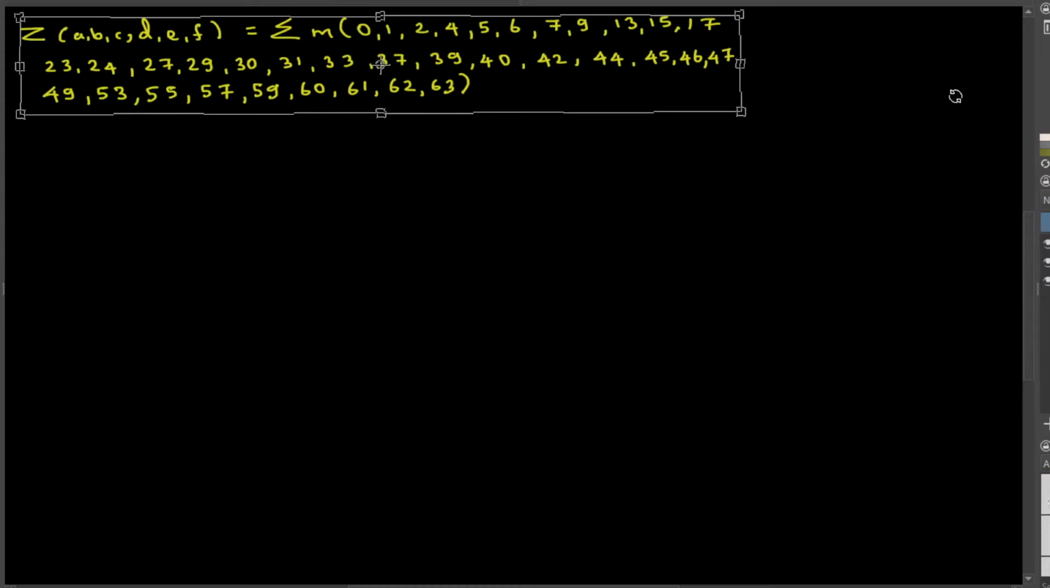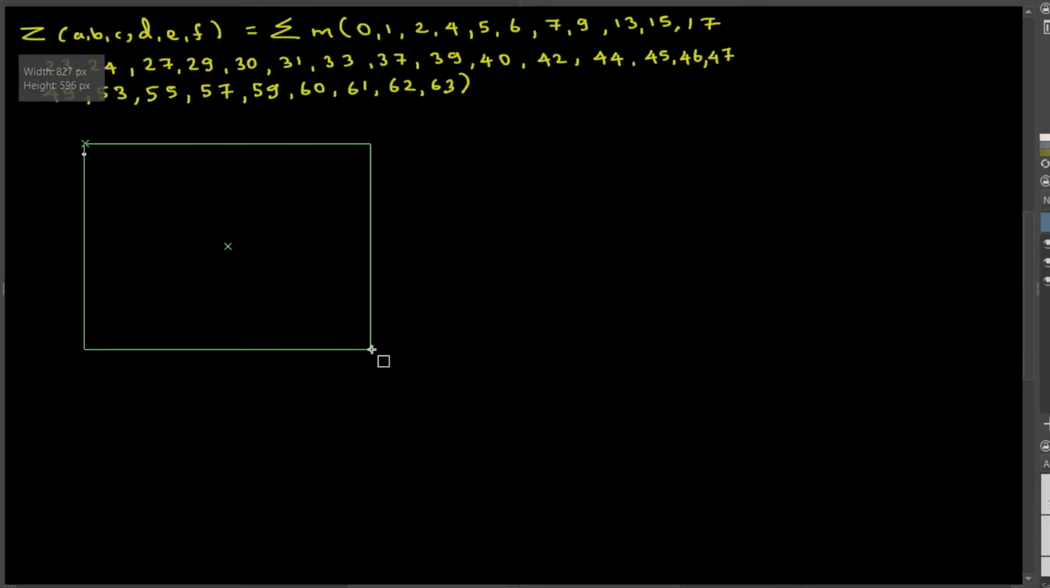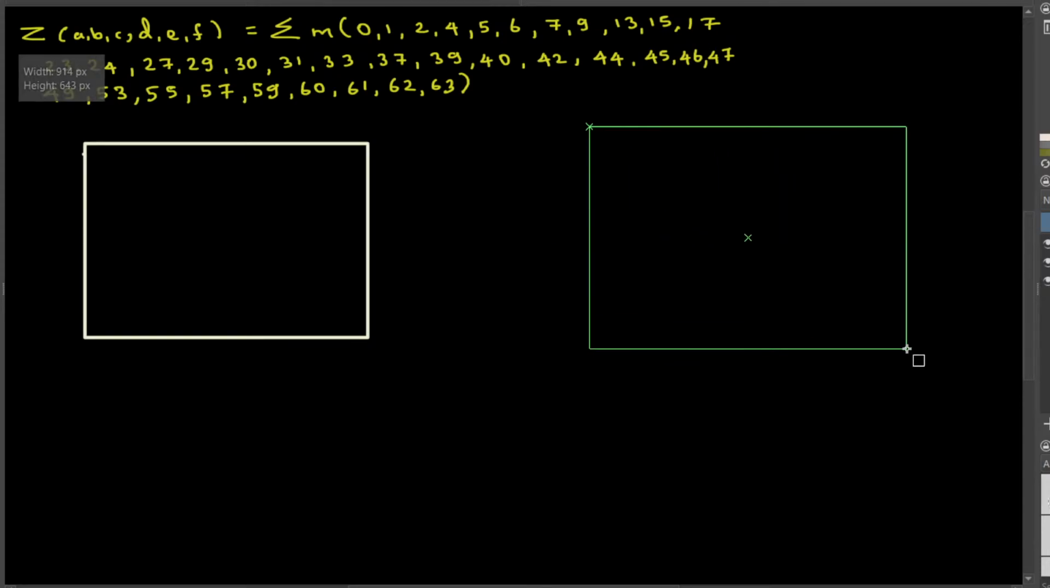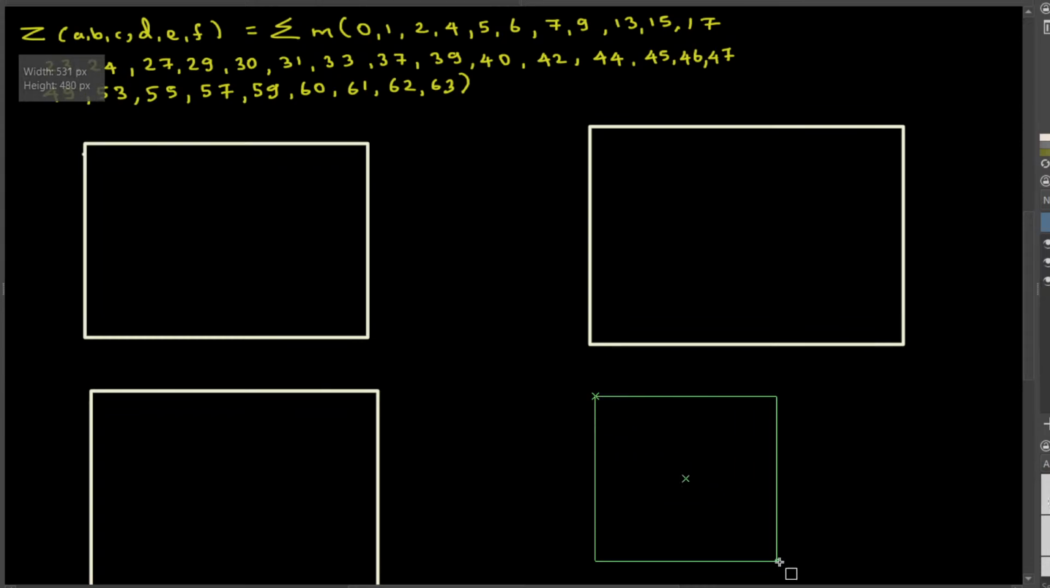Okay, here we go. Now let's actually draw the KMap. So we are going to have four input KMaps. One here, one here. Let's draw one here and one right here.